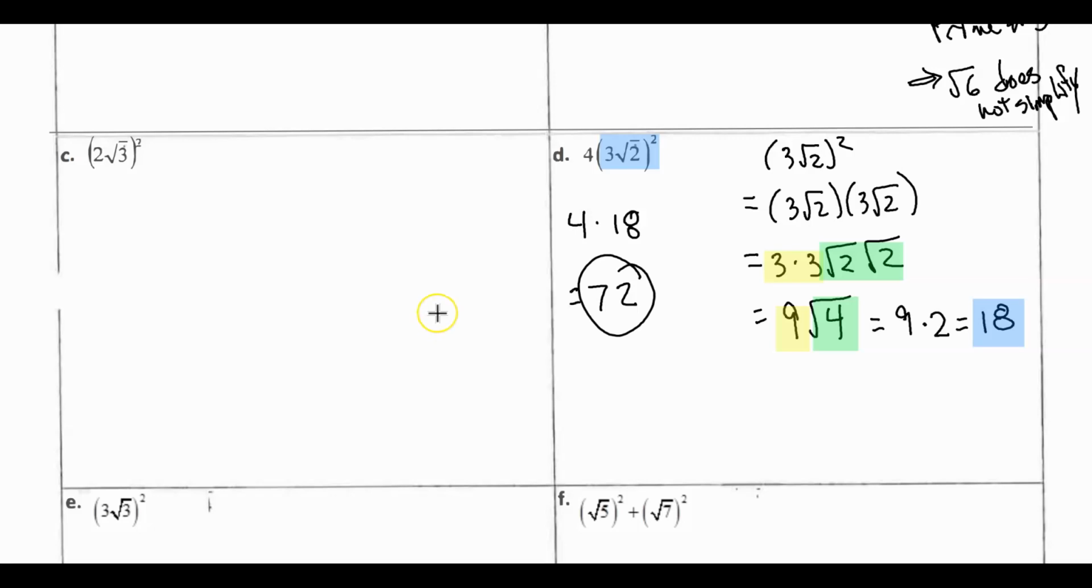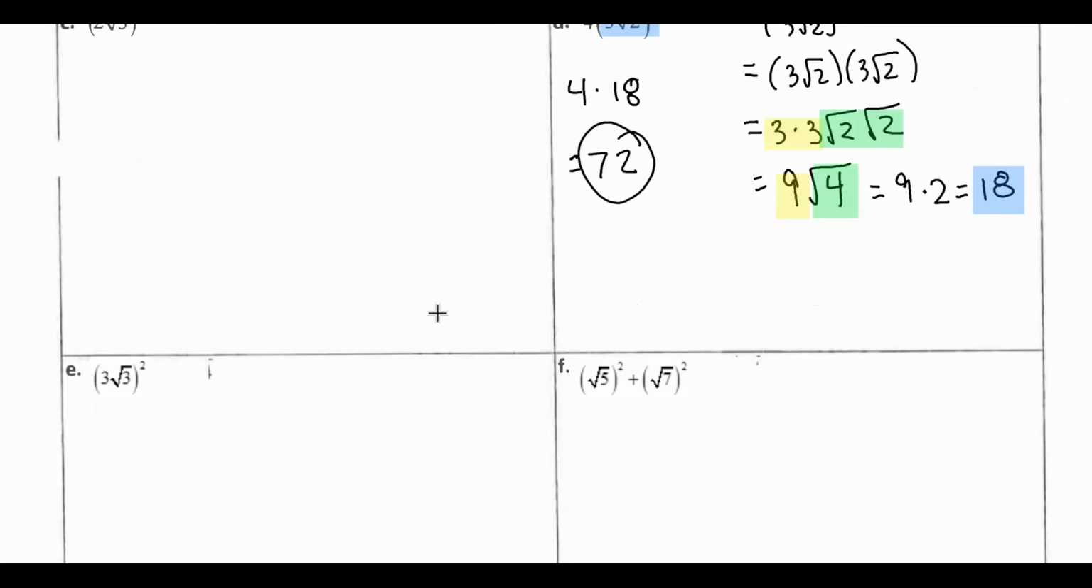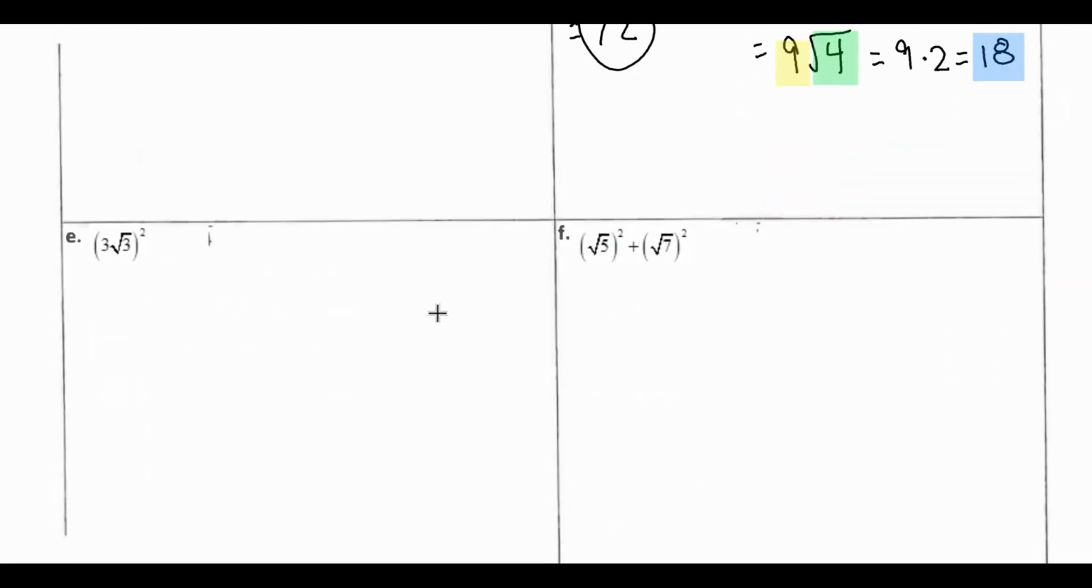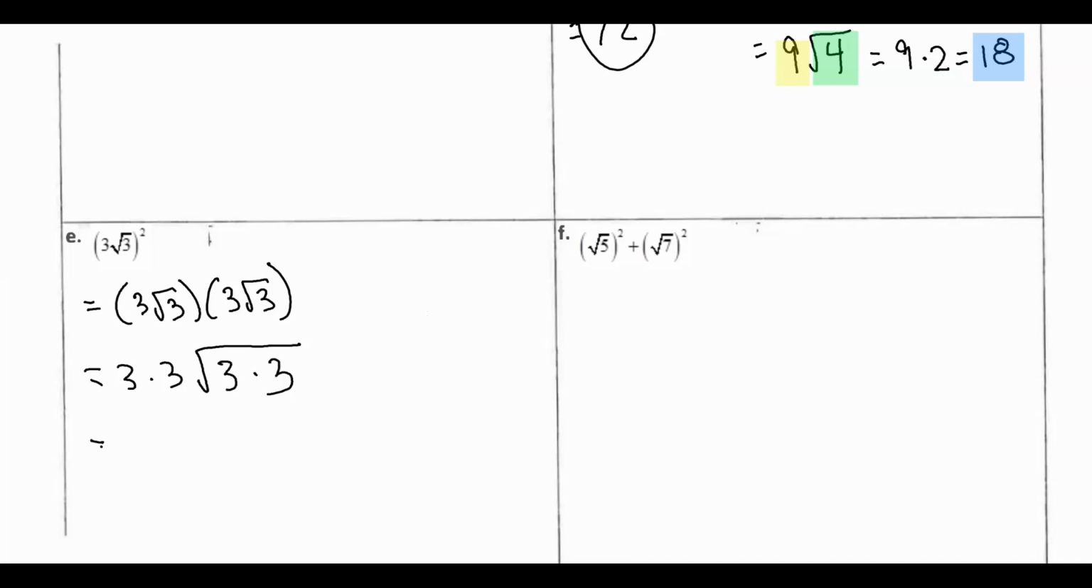Alright, so make sure you take your time when you're doing these. Let's do one more here, and then I'll let you guys do the rest on your own. Let's do part E. So again, this is going to be 3 root 3 times 3 root 3. I'm going to go ahead and rearrange. So 3 times 3. And then I'm going to take the square roots and just put them all under the same radical here. So on the outside I have 3 times 3 is 9. And on the inside, remember I have a pair of 3's here, so that's 3 times 3, which is 9. Square root of 9 is 3.